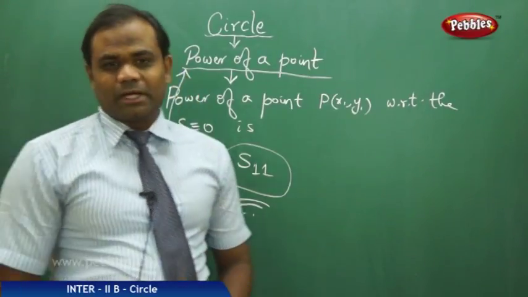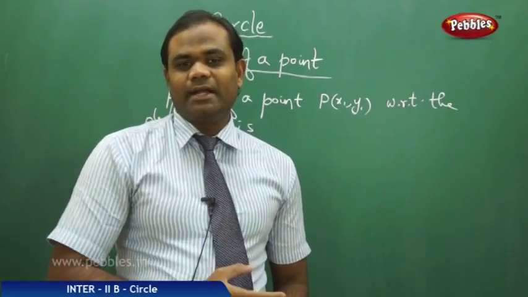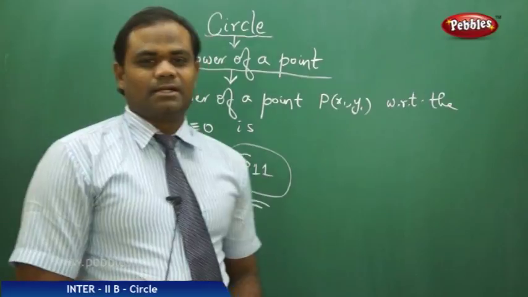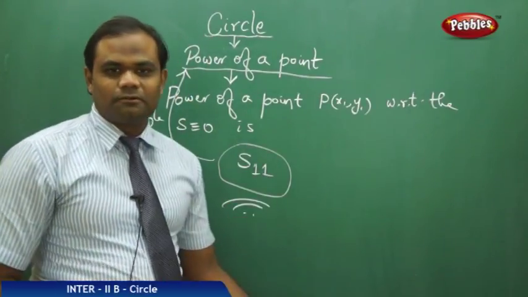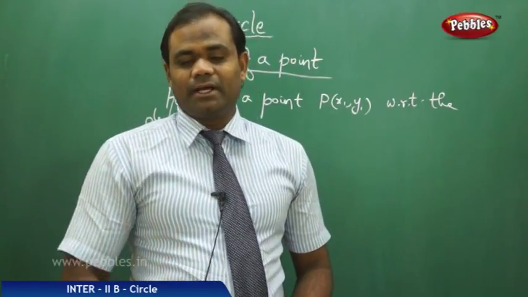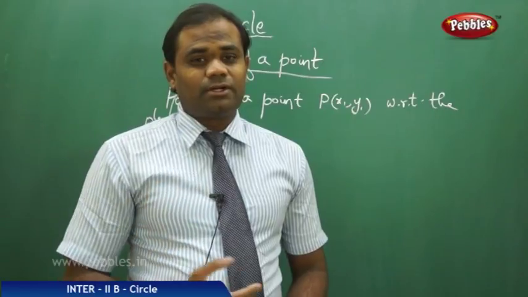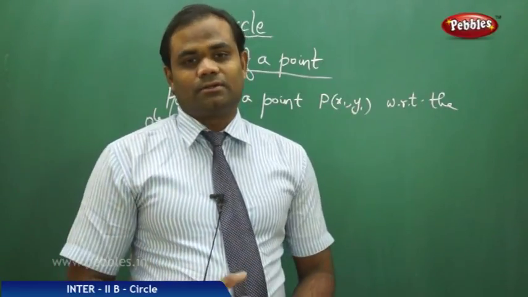Now this is very much connected with the position of a point, because the position of a point is decided by the power of a point. That is, if the power of a point is positive, then the point lies outside the circle. If the power of a point is negative, the point lies inside the circle. If the power of a point is 0, then the point lies on the circle.